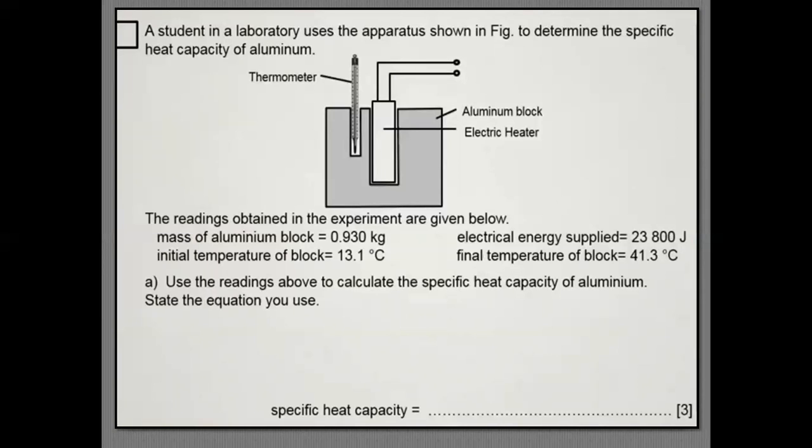Now the mass of the aluminum block is equal to 0.930 kilograms. The starting or initial temperature of the block is 13.1 Celsius, and the electrical energy supplied is equal to 23,800 joules. The final temperature of the block is 41.3 degrees Celsius. Now in part A, they need us to use the readings above to calculate the specific heat capacity of aluminum and state the equation. As you see here, this question has 3 marks.